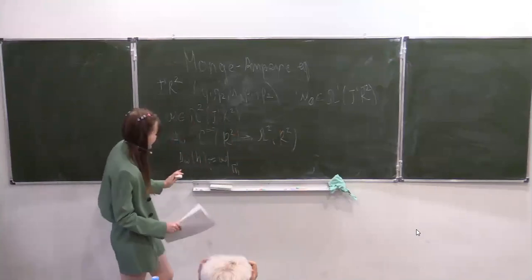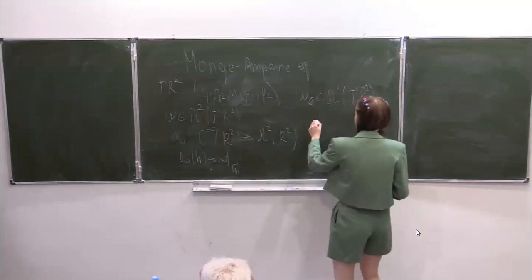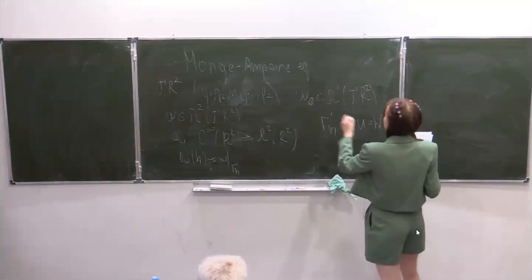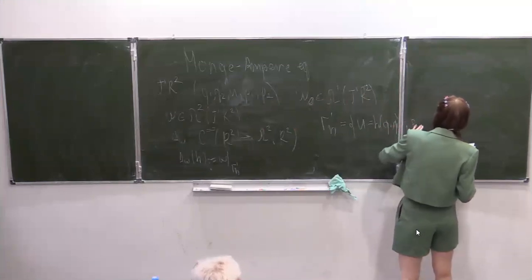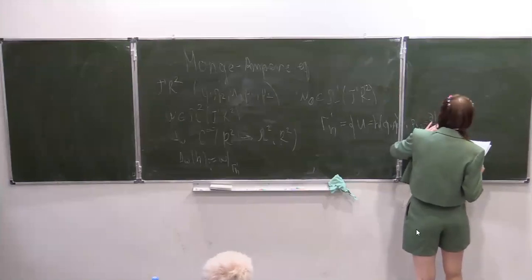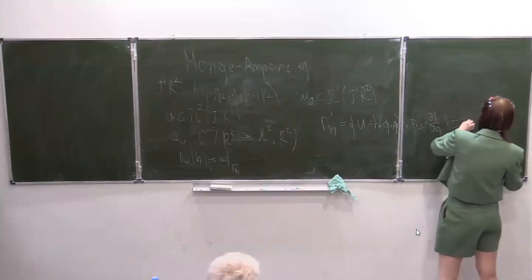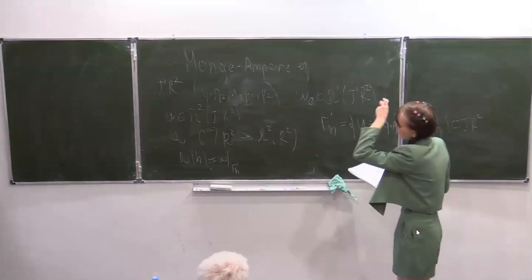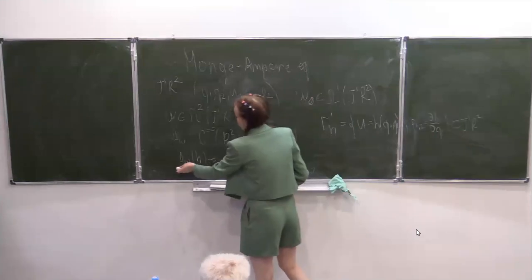What does it mean? One gamma 1 function is defined like so, with q1, q2, where h is a smooth function in our R^2 space. Delta omega is a Monge-Ampere operator.